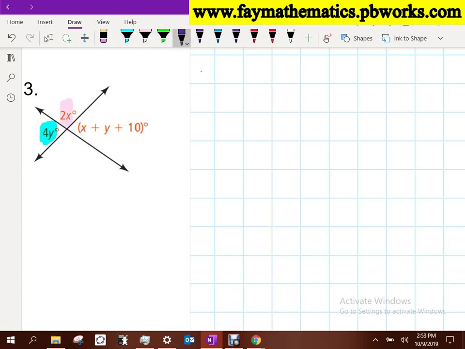Okay, so if I know that that is true about any type of linear pair, then when I write 4y plus 2x equals 180, I know that's true. I know that is a true equation. Now here's the thing, and I don't know if you want to write this down. That's just one version of that equation, right?